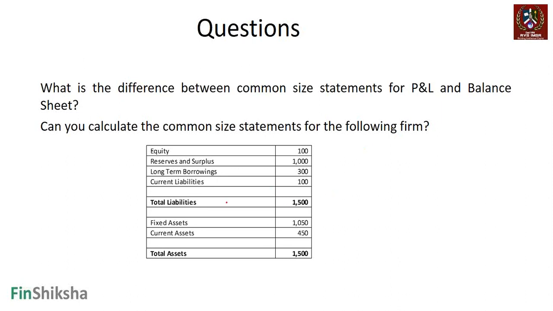The data is simple for this firm. Total liabilities are 1,500, total assets are 1,500, divided between these numbers. As a hint, you just have to divide all these numbers by the total liabilities and divide all these numbers by the total assets, and you will get your answer, right? So that's about common size statements. That is one way of analyzing the financial statements of a company, a balance sheet of a company, with either its history or with its peers.